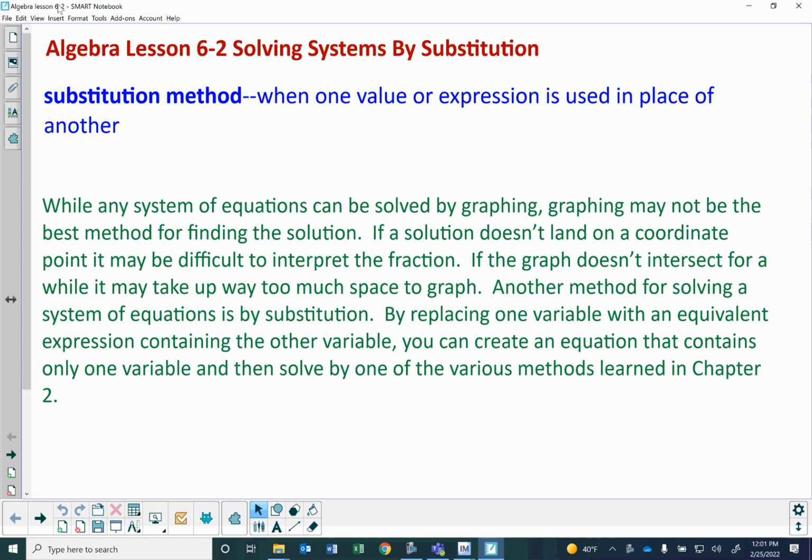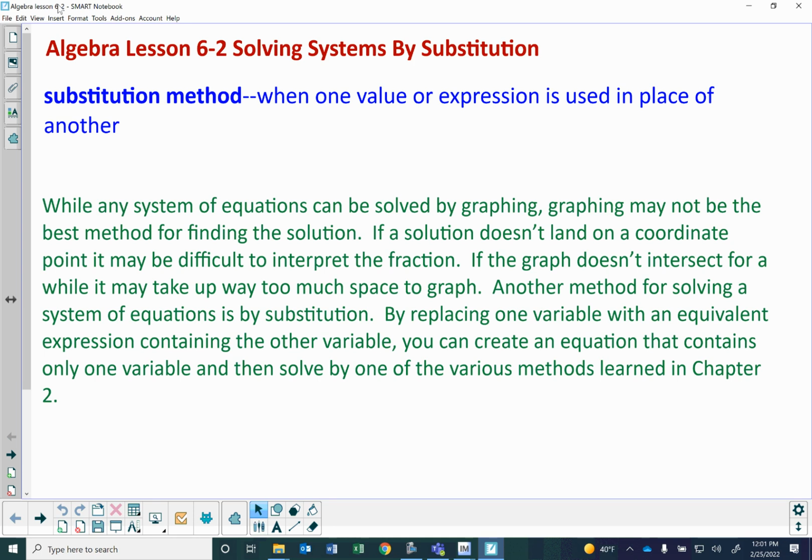Graphing is great for solving systems of equations, but sometimes your solution doesn't land on a coordinate point, and it may be very difficult to interpret the fraction, or it doesn't intersect for quite a long time, and you don't have enough space to graph something that's way off your page. So another method for solving a system of equations is by substitution.